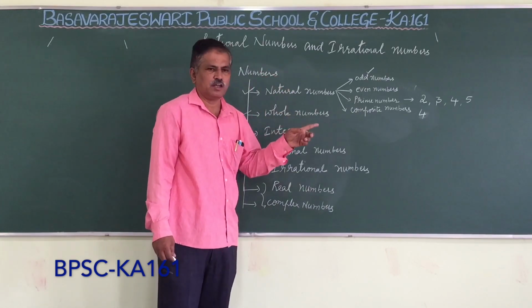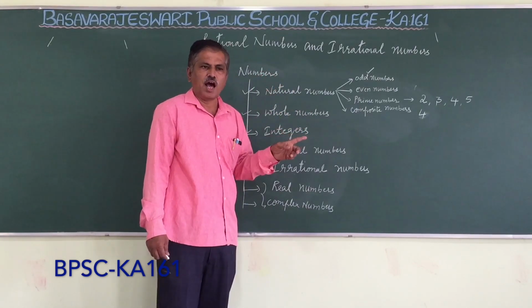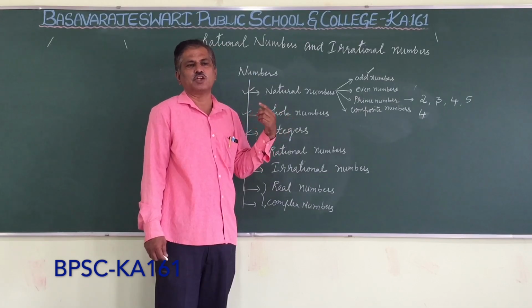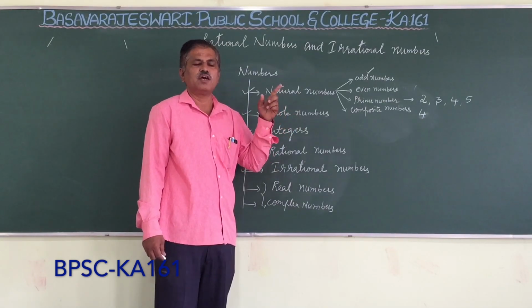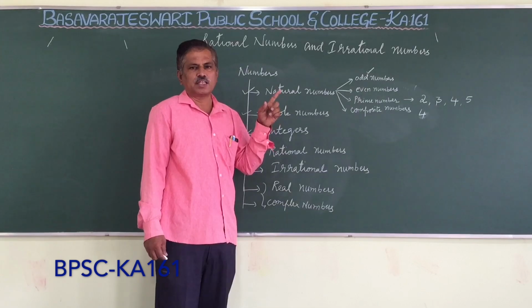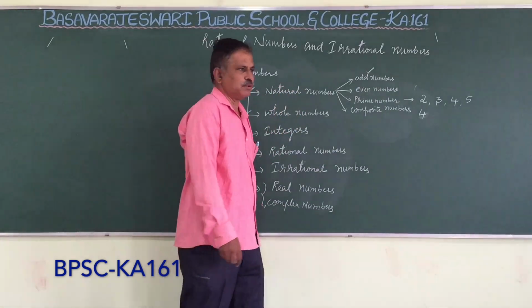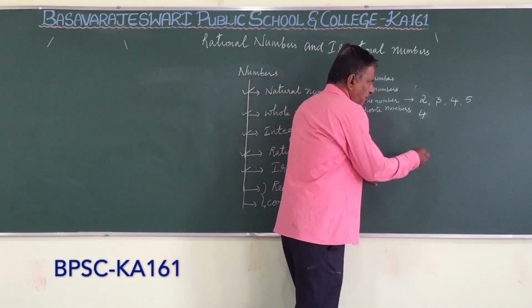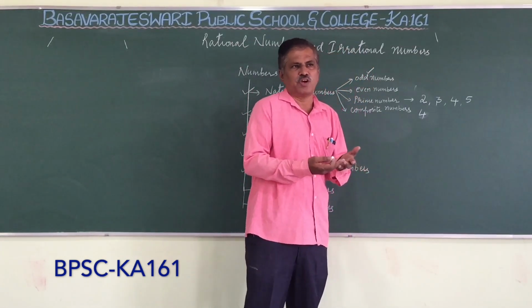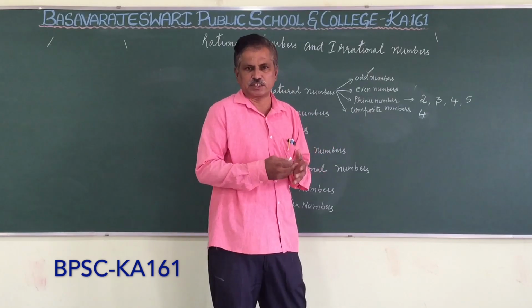4 is divided by 1, 4 is divided by 4, and 4 is also divided by 2. That means 4 has a factor other than 1 and itself, that is 2. So 4 is a composite number. 5 is not a composite number because 5 is a prime number, it is divided by 1 and itself.